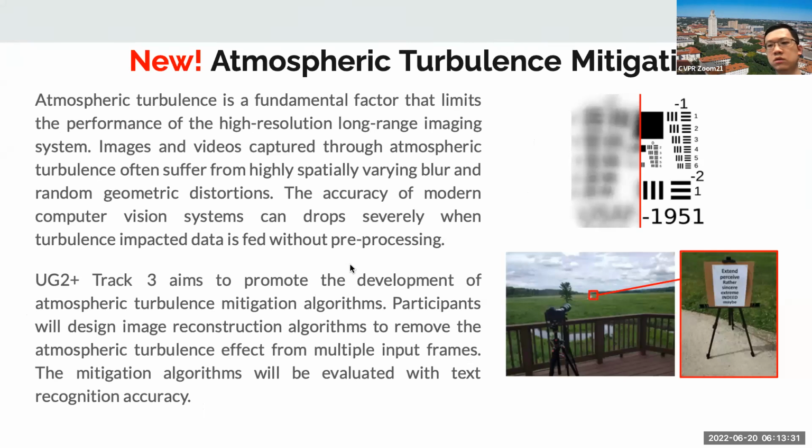So, hello everyone. I am Zhiyuan Mao from Purdue University. The third track of the UG2 Plus challenge focuses on imaging through atmospheric turbulence. Atmospheric turbulence is a fundamental factor that limits the performance of high-resolution long-range imaging systems.